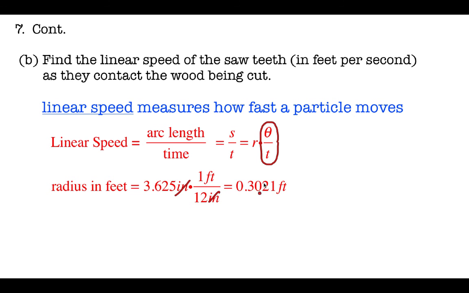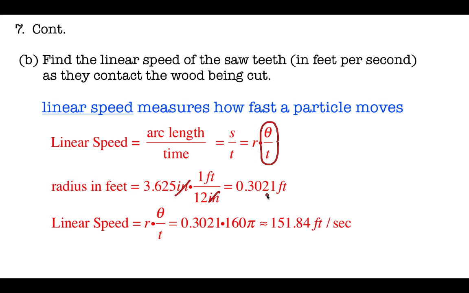So I take this information, which is the radius, and I'm going to multiply it times the answer to part A, and then I should be done with the problem. Linear speed is equal to this number times part A, 160 pi, and this is my final answer. This concludes the first section, 4.1, trigonometric functions.